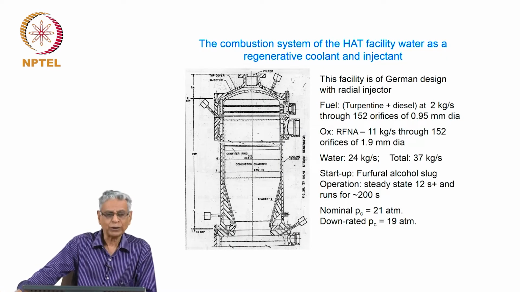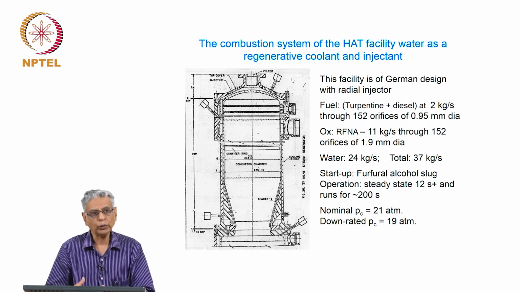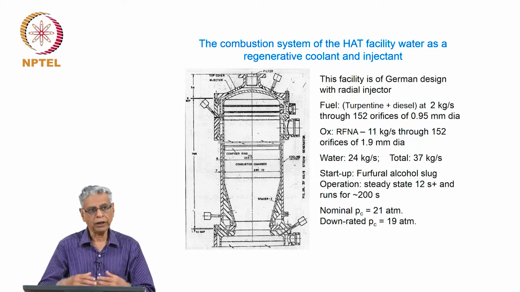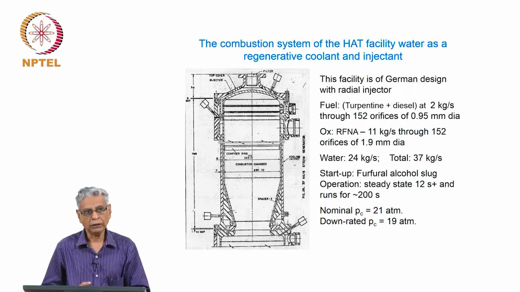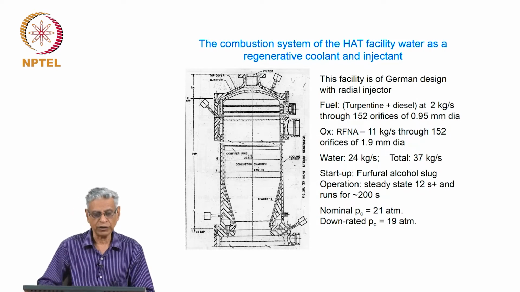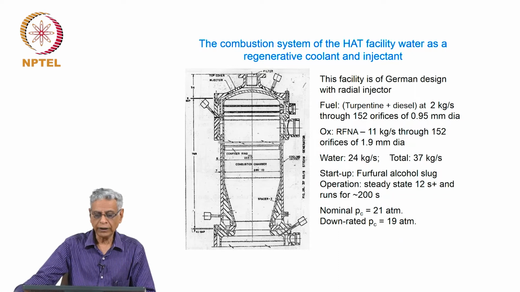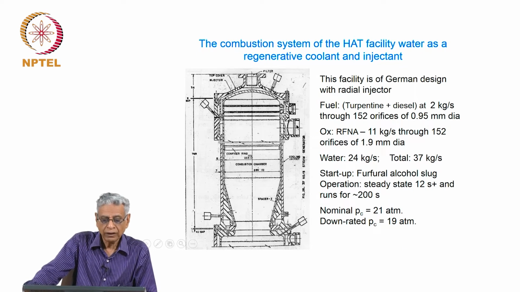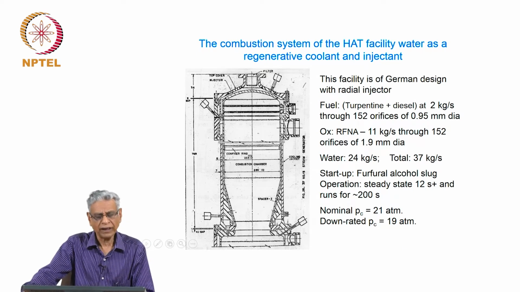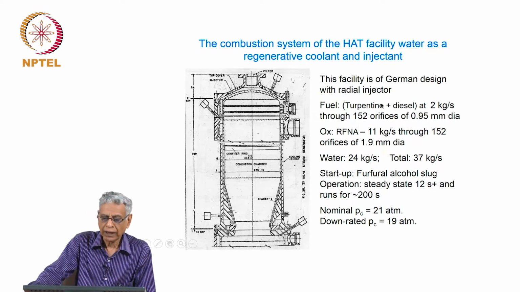There was a combustion system at the high altitude test facility as a route to get the ejector operating, so that the pressures for the test motors will become low in the test chambers. The third stage rocket motor was tested in this facility, and this facility essentially used a rocket engine based on a German design. The design has a radial injector, somewhat like the Vikas engine, and used turpentine and diesel at some rate as the fuel, and red-fuming nitric acid as the oxidizer.